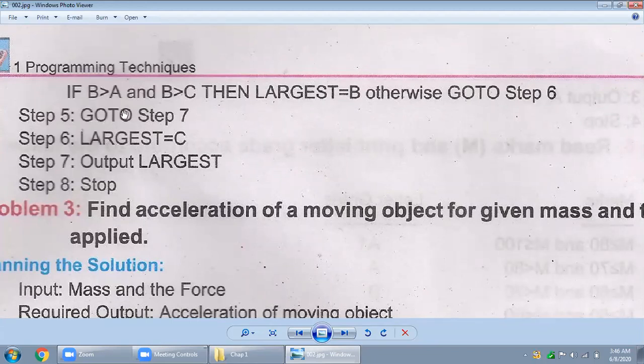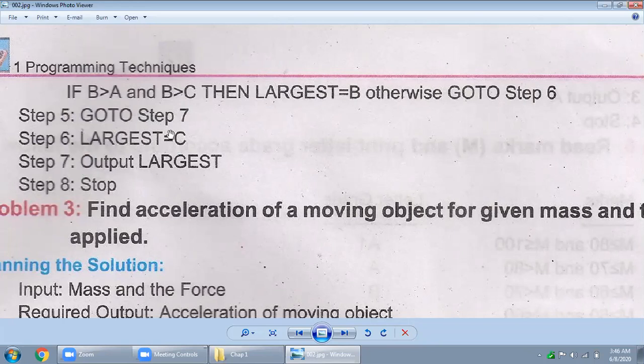After this, when we have assumed that B was the largest, then what happened? Let's say A has 10, B has 200, and C has 30. So what will be the greater? Obviously, under this condition, B is the largest, and step 5 will go to step 7, and step 7 is output largest.